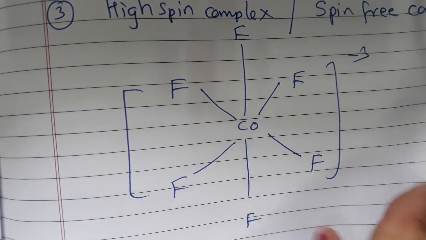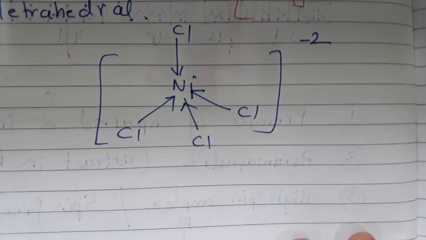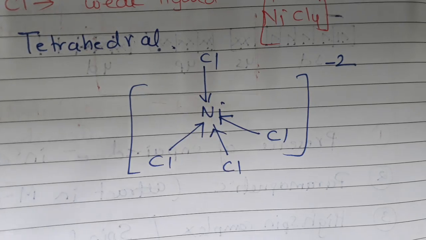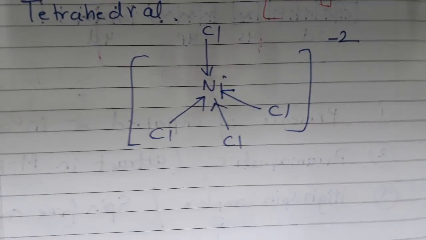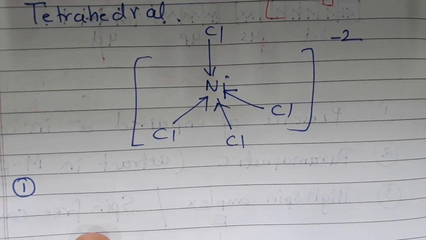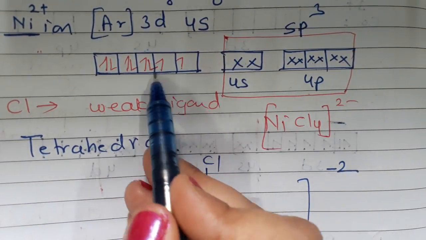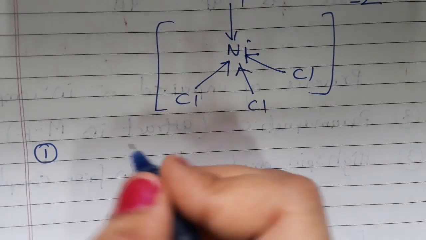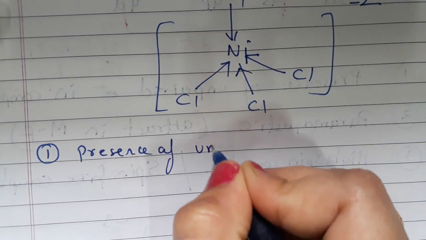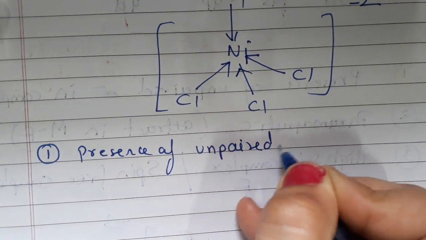Okay, so now as we have drawn over here, this is what it is, tetrahedral geometry. Now we shall discuss the same parameters here also. Do we have unpaired electrons? Let us see here. Yes students, we are having unpaired electrons. So I will write here presence of unpaired electron.